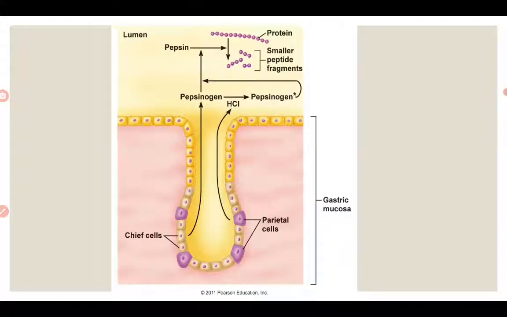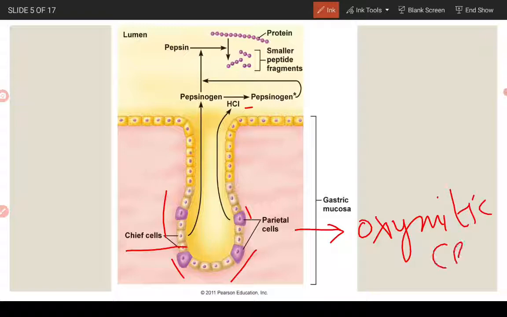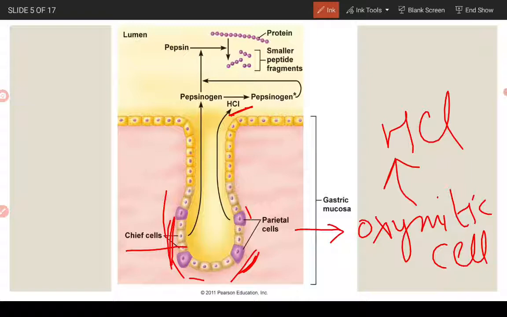This is the figure by which I can very easily explain. These are the stomach cells, and these are the parietal cells in purple. The rest are chief cells. The parietal, or oxyntic, cells secrete the HCl, hydrochloric acid, and that makes the stomach acidic. And all these chief cells secrete pepsinogen, the inactive form of pepsin.